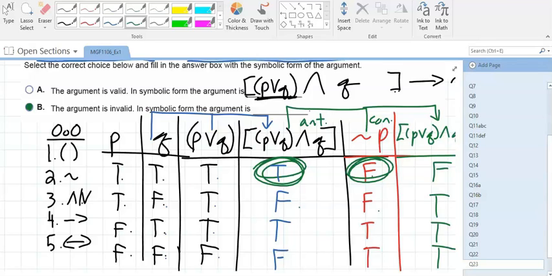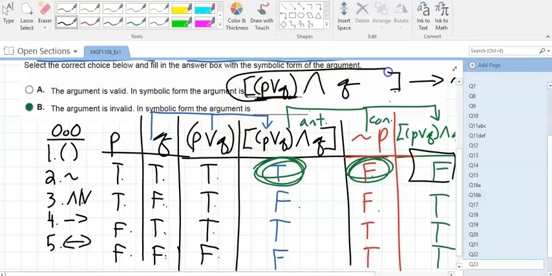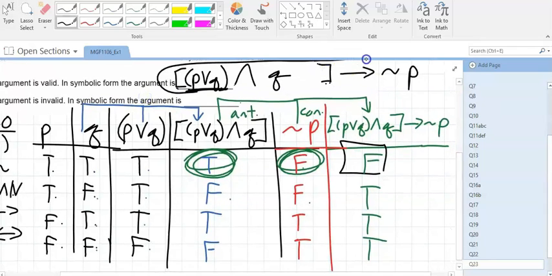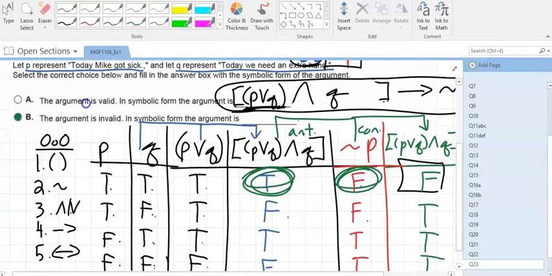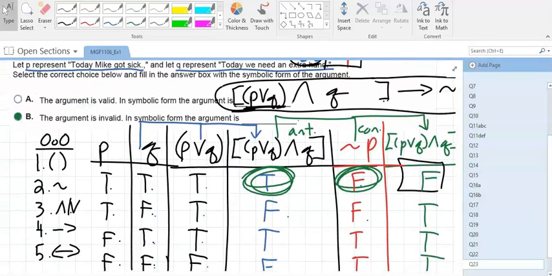Remember, in order to be valid, you have to be a tautology. Everybody should have been true in the end for that to be a valid argument. So because of this right here, that's why the argument is invalid. And all this stuff that you saw in black right up here should be written down in the blank for the invalid. Okay? All of that should be written down in the blank for the invalid, because that's the answer we selected.